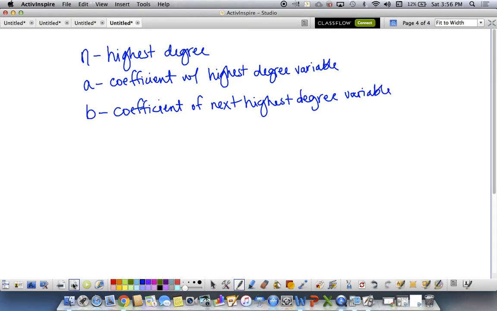Okay? Meaning they give you a long f of x. Here we go. I'm going to write it at the top. F of x equals a x to the n plus b x to the n minus 1 plus c x to the n minus 2 plus et cetera, plus some constant k. Okay?